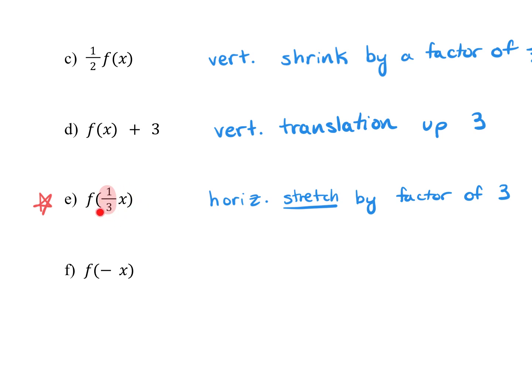We know it's horizontal because it's inside the parentheses. We know it's a stretch or shrink because I'm multiplying, but we have to know what that factor is before we decide if it is a stretch or a shrink.